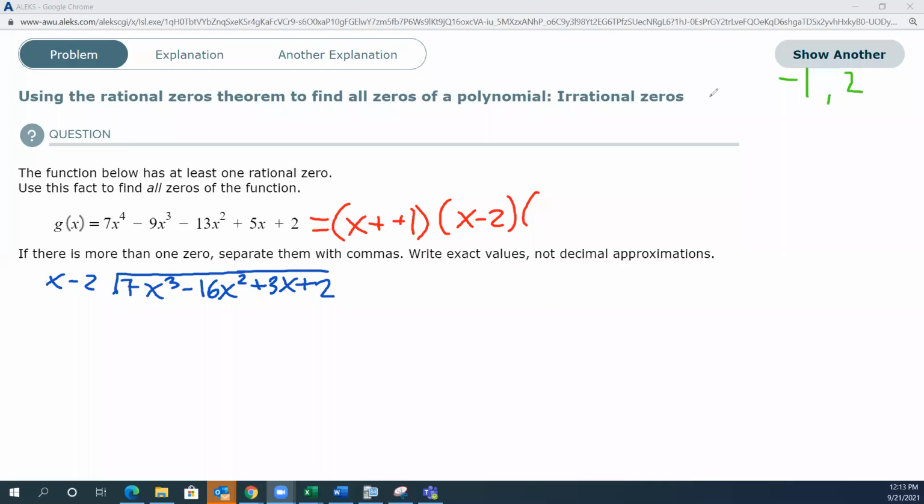Let's pause. Okay, so we're ready to do this. So we'll multiply by 7x squared, and we'll get minus 14x squared. Subtract, and that'll be negative 2x squared. And again, x minus 2 is a factor. Therefore, when we divide it in, it should give a remainder of 0, should divide evenly.